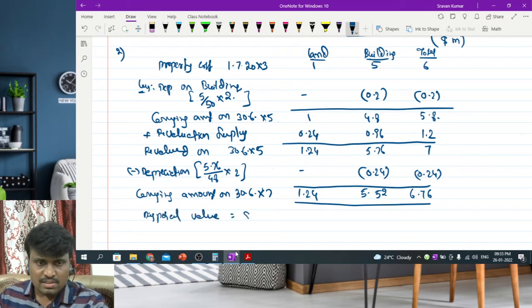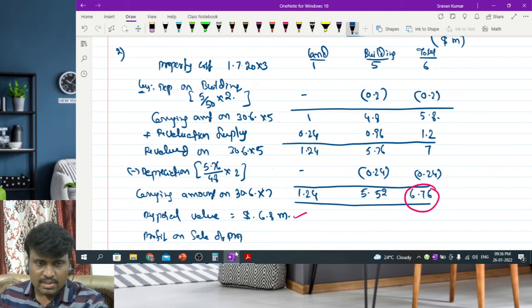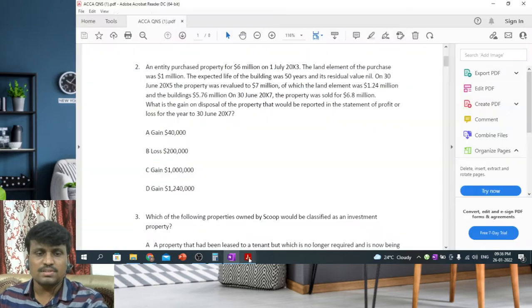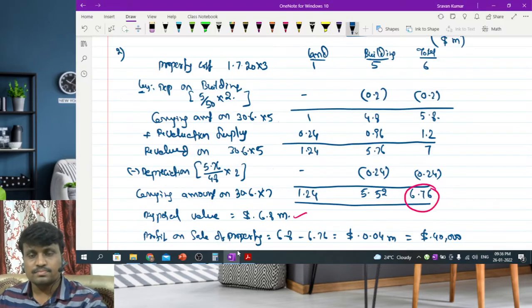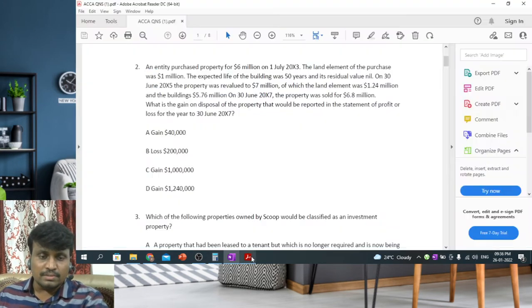So on disposal, the actual carrying amount is 6.76, but we sold it for 6.8. Then there is a profit. So profit on sale of property equal to 6.8 minus 6.76. That is nothing but $0.04 million, that equals 40,000. So answer A. I hope you got the point. That is the second question.